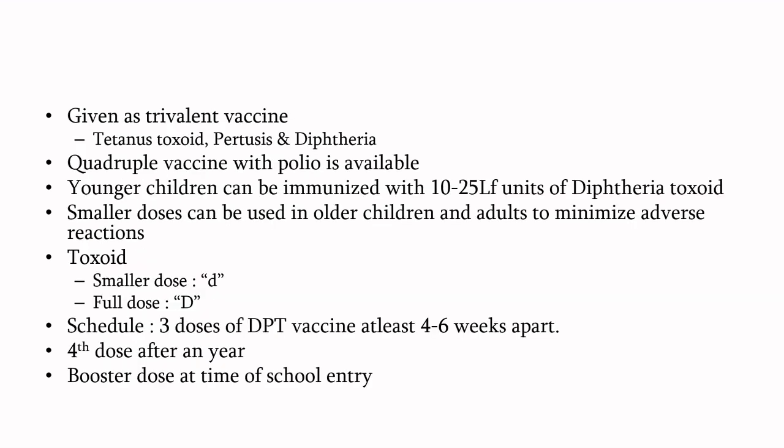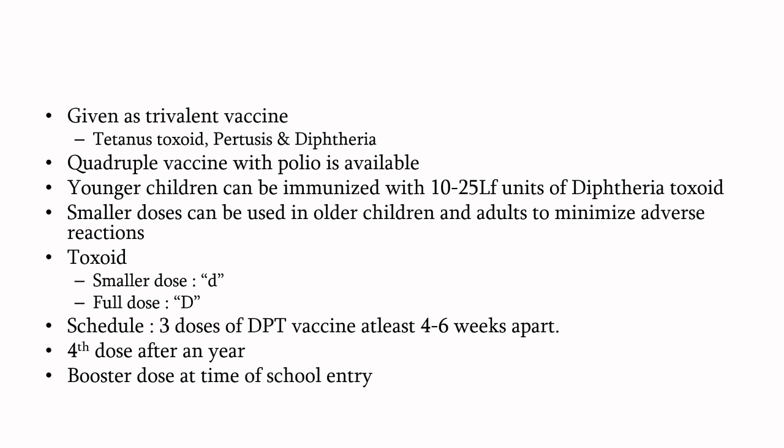Generally, it's given as an IM dose in the national schedule, along with tetanus and pertussis. You can also have a quadruple vaccine that is along with the polio vaccination. The smaller children are immunized with 10 to 25 units of diphtheria toxoid. Smaller doses can be used in older children and adults. So you look at the bottle, if there's a small d written, that is your smaller dose, and for a full dose, it is mentioned in a capital D.